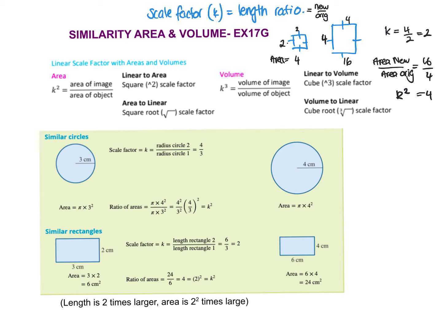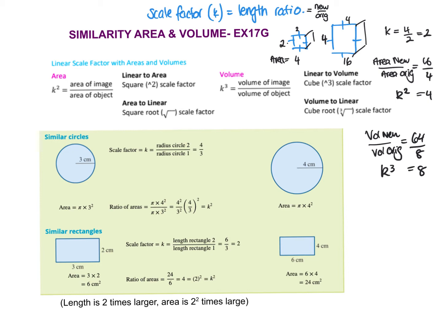And if you did volume, say I changed these to a little block like that, you would do the volume of the new over the volume of the original. The volume is 2 cubed for the first one, so that's 8, and 4 cubed is 64. So if you do that, you get 8. You can see that the volume ratio is the length ratio, or K, cubed. So that's what we need to remember when we compare, because they're going to ask us to compare.